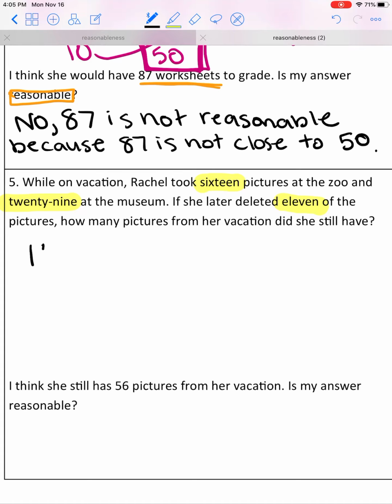Rachel took 16 pictures at the zoo and 29 at the museum. But she deleted 11 of them. So she deleted them, she got rid of them. So she is subtracting 11. And we want to know how many she has left. I'm going to call that P. P for pictures. Remember, we can use variables or letters to represent unknown numbers in math. So I just picked the letter P.